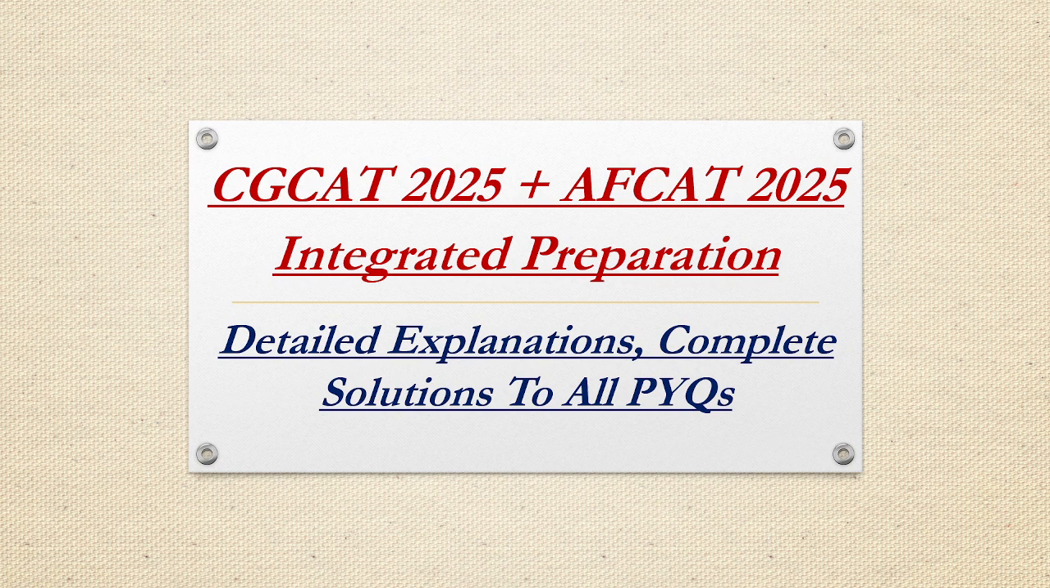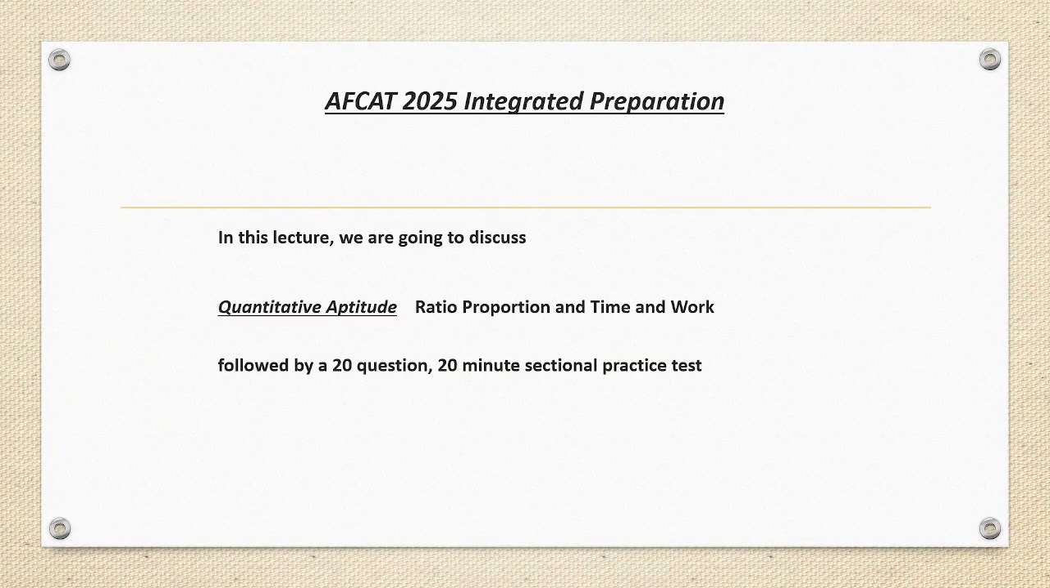In this lecture, we are going to discuss ratio proportion and time and work examples. After the discussion of these examples, you have a sectional practice test on ratio proportion and time and work. There are 20 questions. The time given is 20 minutes, that is 1 minute a question. All these questions are based on the examples which we are going to discuss, so it should be very, very easy for you to solve the test, all questions correctly.